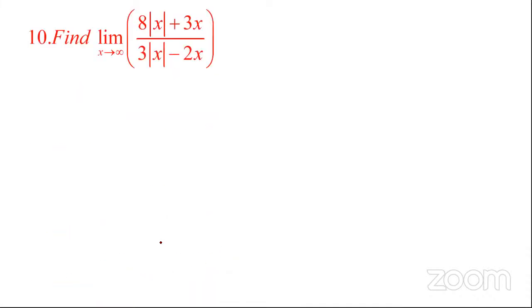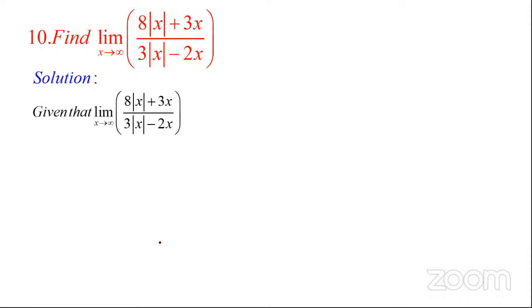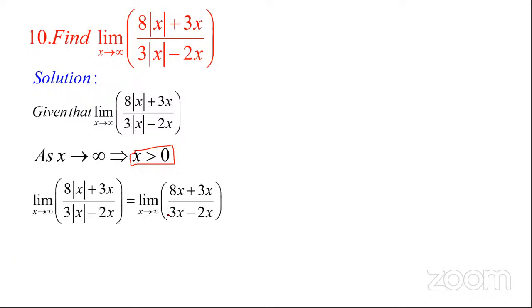Find the limit as x tends to infinity of 8 mod x plus 3 mod x by 3 mod x minus 2x. For this solution, x tends to infinity, so we are taking these values as positive. So you replace mod x with x, then 8x plus 3x by 3x minus 2x. 8 plus 3 is 11, so 11x by 3x minus 2x, which is x. Then 11x by x is nothing but 11.